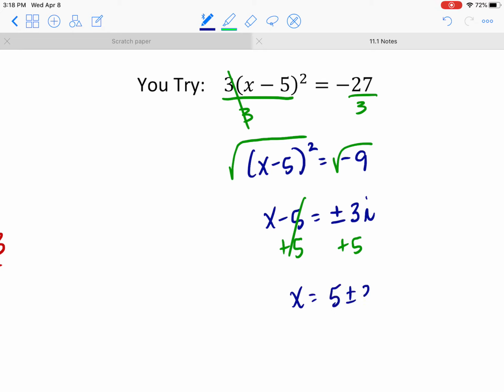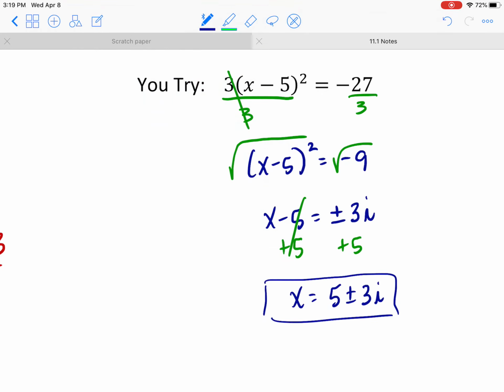Now, just like the last one, I gotta get x by itself, right? There's still a minus 5 there, and I'm gonna go ahead and try to add it over, but I can't combine reals and imaginaries. They're gonna stay separate, so I'm gonna end up here with a 5 and then a plus or minus 3i. So we get two complex solutions. 5 plus 3i is a solution, 5 minus 3i is another solution.